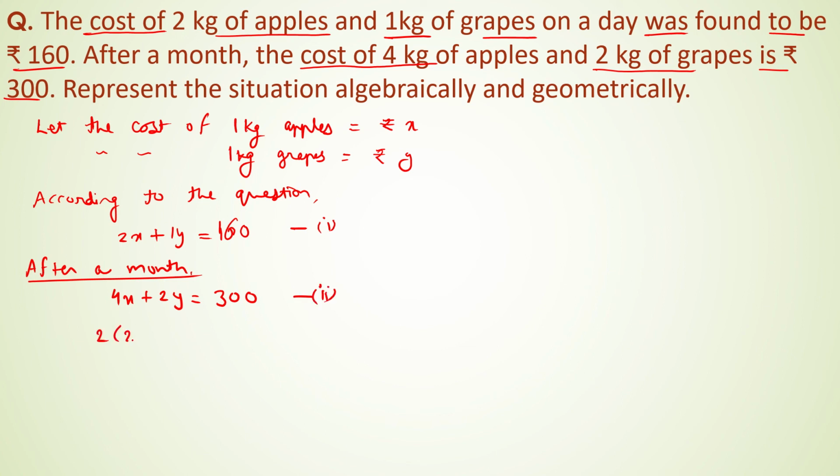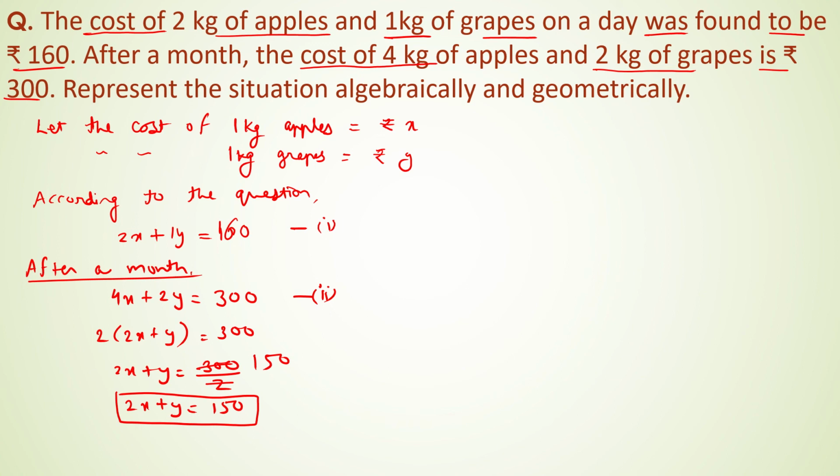If I simplify this, we get 2x plus y equals 300 by 2. So this will be 150. That means 2x plus y equals 150.